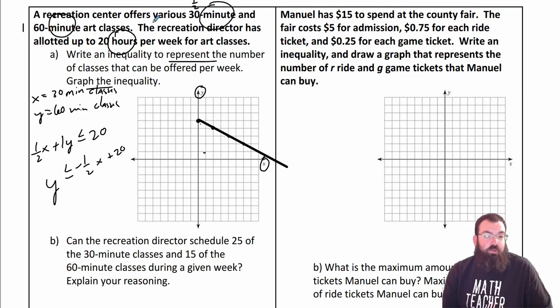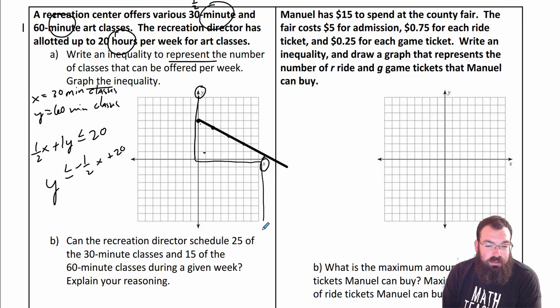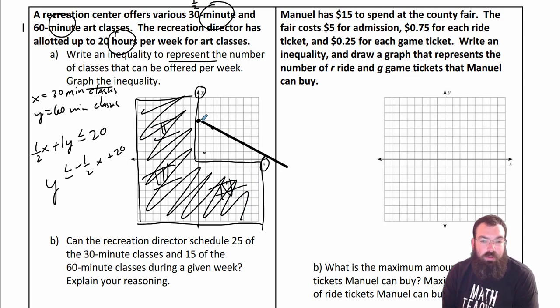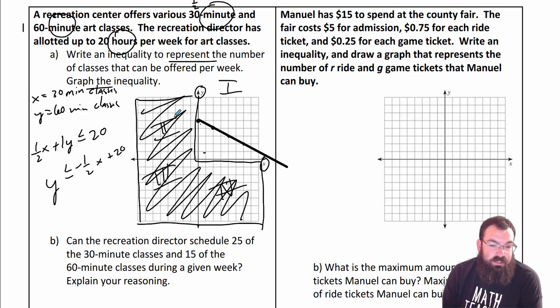Now, because this is a real-world problem, we're talking about real life here in minutes and hours. We do not exist in anything other than quadrant 1. We don't actually use quadrants 2, 3, and 4 when we're talking about real-life graphing. So I'm only caring about quadrant number 1. That's why the graph doesn't go further into quadrant number 2. But it's less than, so I'm going to shade everything in here. That's my answer to the problem.